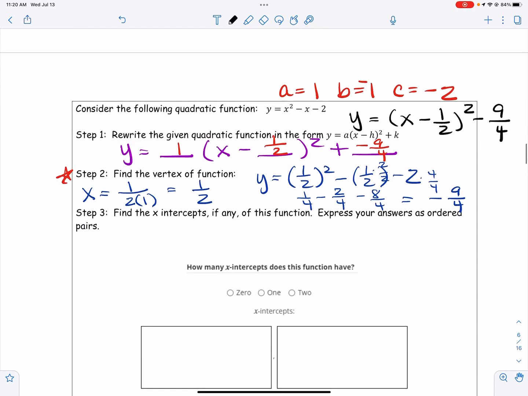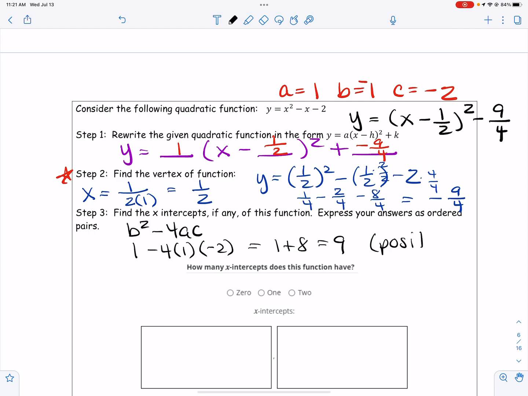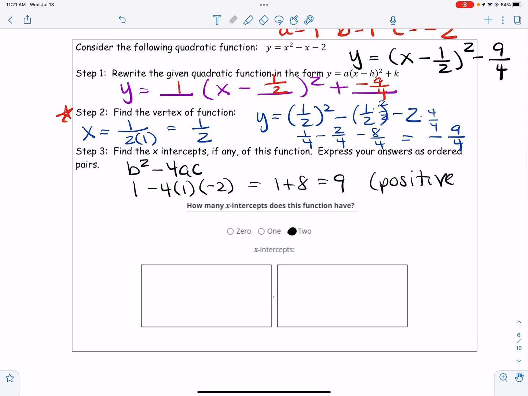All right, so if I use the discriminant to find my x-intercepts, b squared minus 4ac, b squared is 1 minus 4 times 1 times -2, which is 1 plus 8, which is 9. Since it's positive, I will have 2 factors, or 2 x-intercepts, and so now I have to factor. Y equals x squared minus x minus 2.